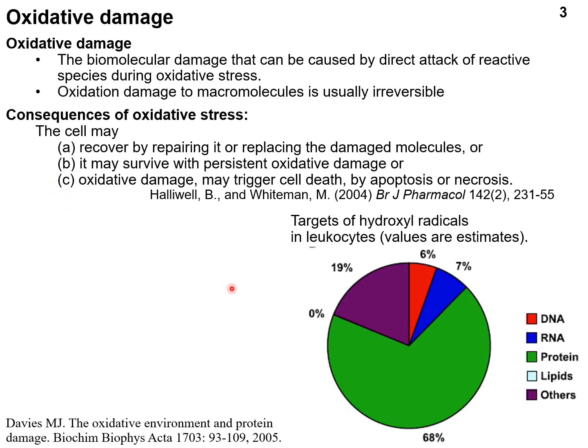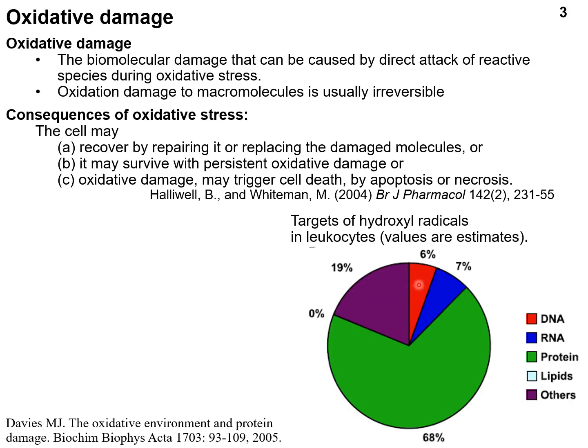Now, just to give you an idea of the targets within the cell, these are some estimates from modelling work that has looked at what hydroxyl radicals would possibly attack in a cell, such as a leukocyte. Remember these are estimates, but they give you a fair idea of where those hydroxyl radicals are attacking. You can see that over two-thirds of the macromolecules are likely to be proteins.